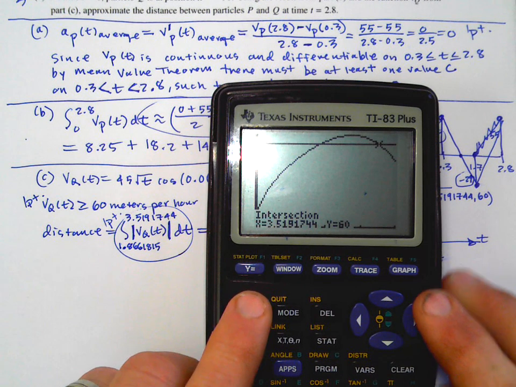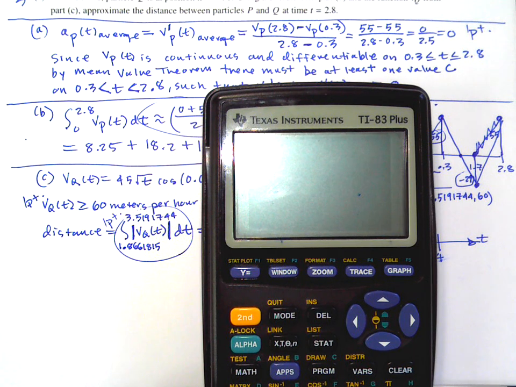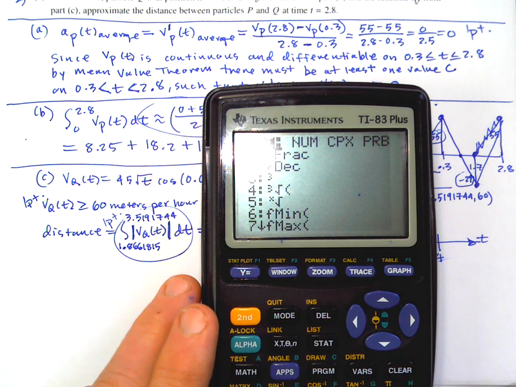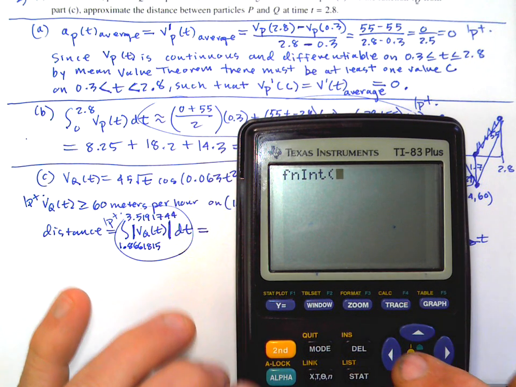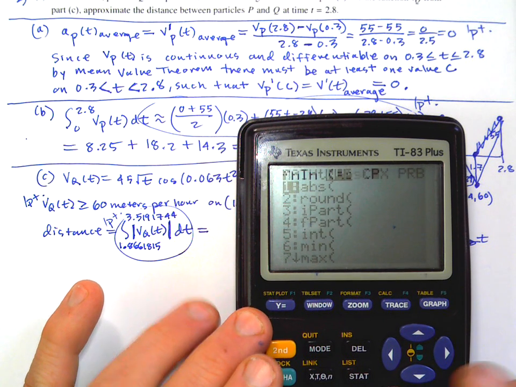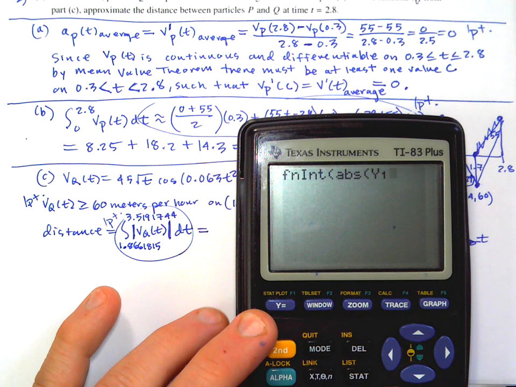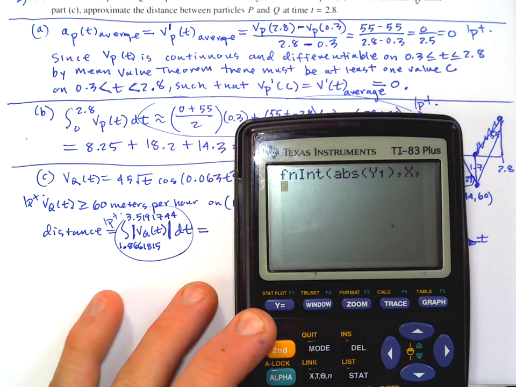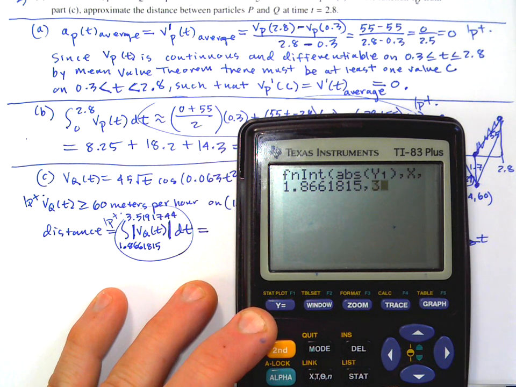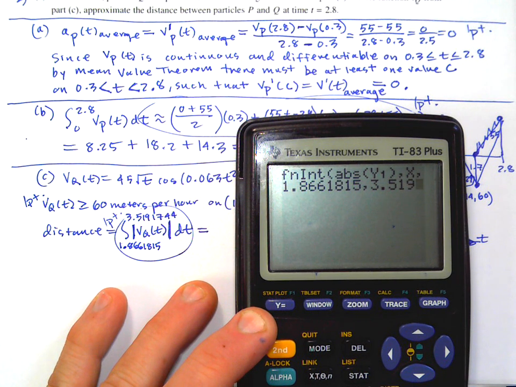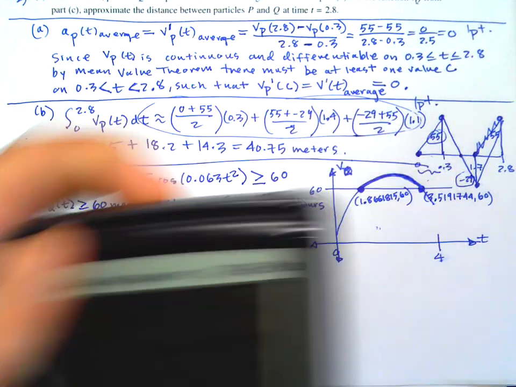Now on my home screen, I'm going to go Math 9, and then I'm going to go absolute. You guys know where to find it on your calculator. My calculator is under the Math menu, num, ABS, bars function, y1, close the absolute values, comma x, comma 1.8661815, comma 3.1591744. So just typed it all in, and there's my answer.